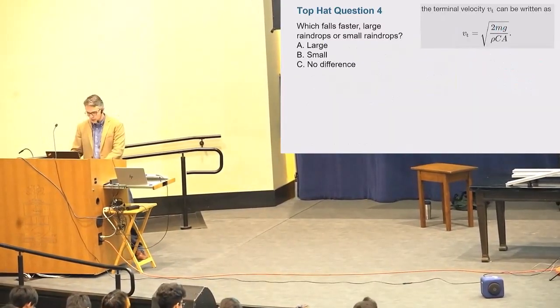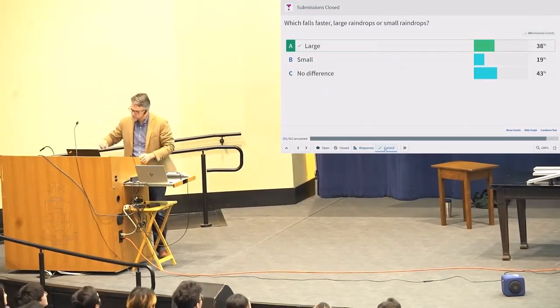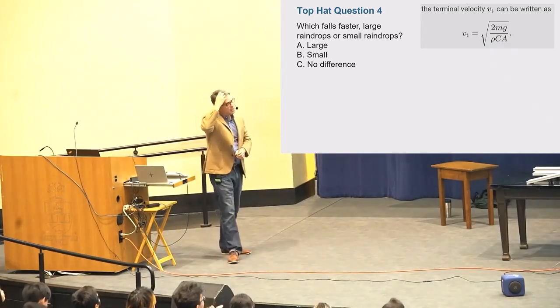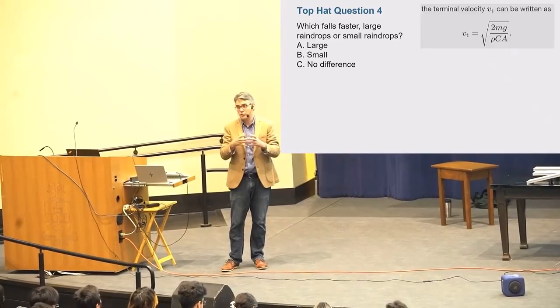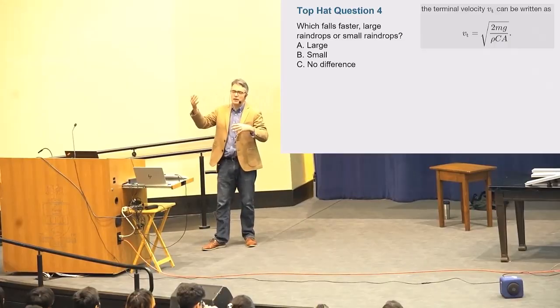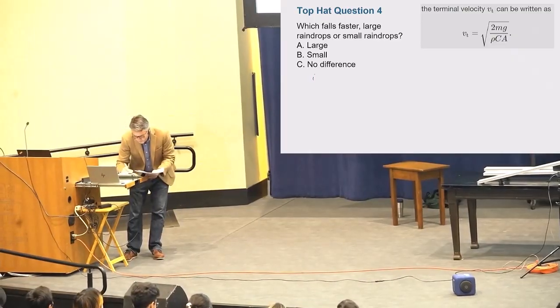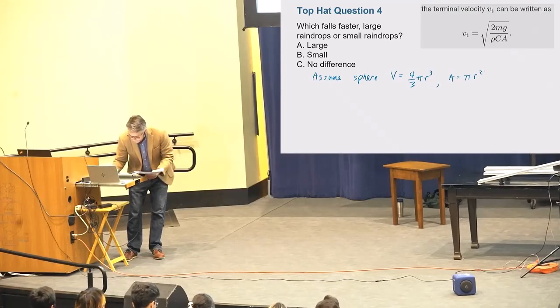Which falls faster? Large raindrops or small raindrops? Okay, so the one that I like is large, and I'll show you why. So both the mass and the area go up, but I would say the mass goes up in proportion to the volume, which goes up as r cubed, and the area goes up proportional to the area, which goes as r squared, right? So as things get bigger, the mass to area ratio does increase. So if we assume, for example, a sphere, then I would say that volume is 4/3 pi r cubed, and the area is pi r squared.